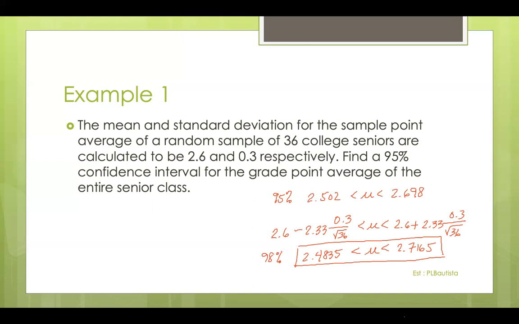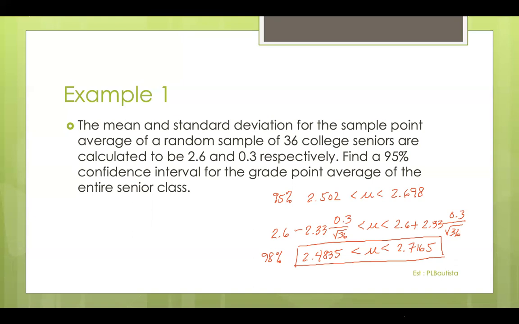Now, does it make sense to compute a 100% confidence interval? There are two ways that you can have a 100% confidence interval. Number one is you already know what the population mean is. That is why you are sure that you can capture it with your confidence interval, which is not our purpose here. Our assumption is that the population mean is unknown. The second scenario would be you have a 100% confidence interval because you already capture all the possible values.